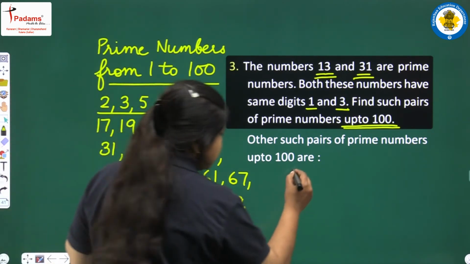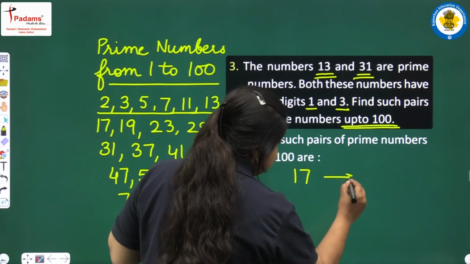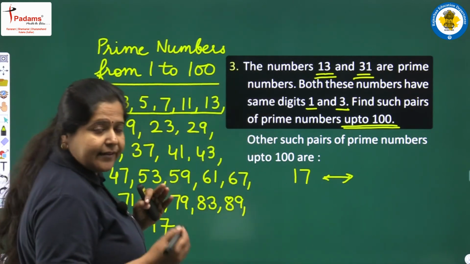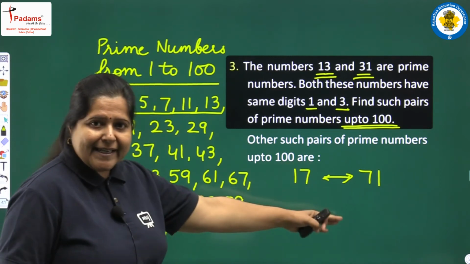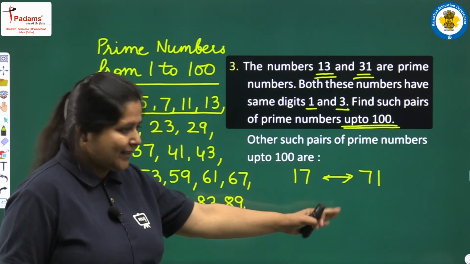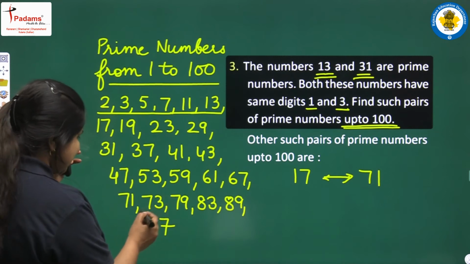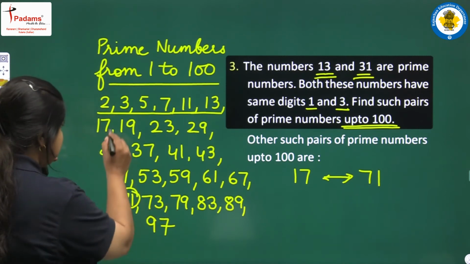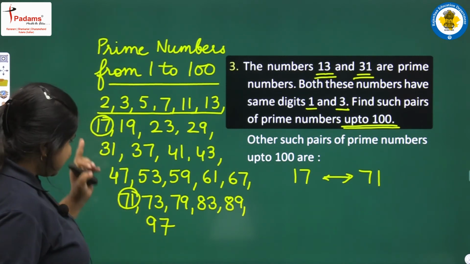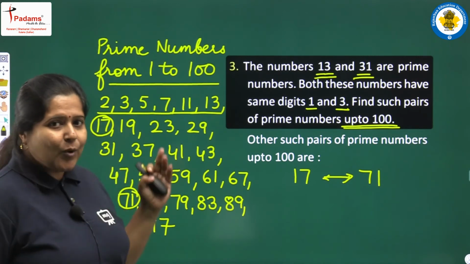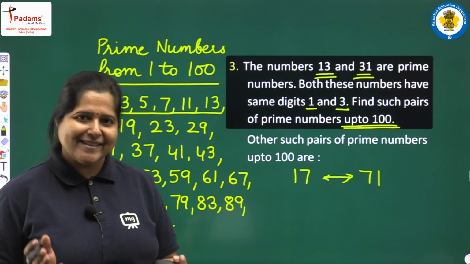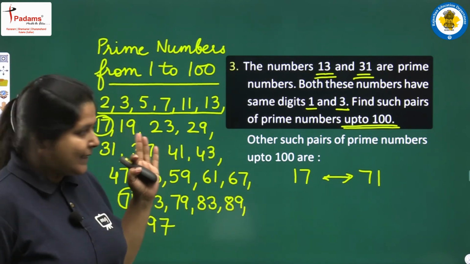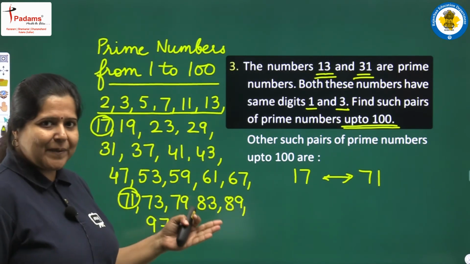We have this number 17, and if we interchange its digits, we will get 71. Again, is 71 a prime number? You can see that yes, 71 is again a prime number. So this is one pair in which both the numbers are prime even if we interchange the digits. So we got this one pair. Now we are looking for other such pairs.